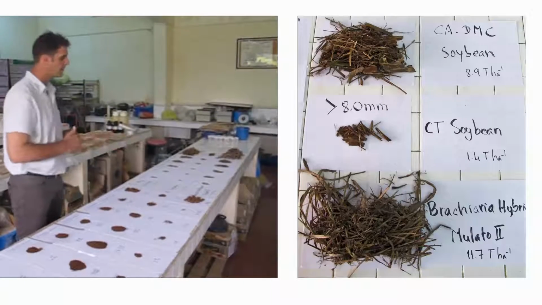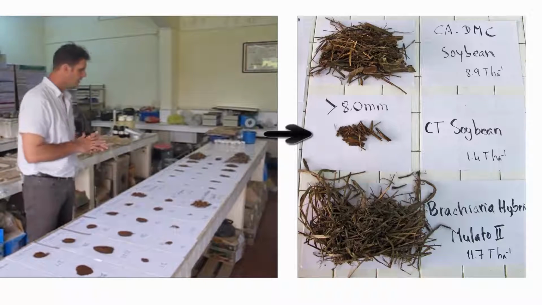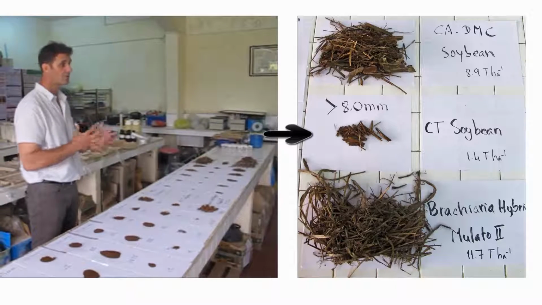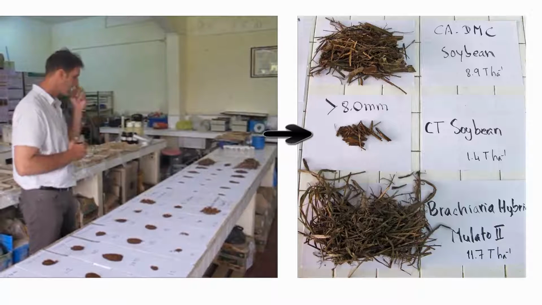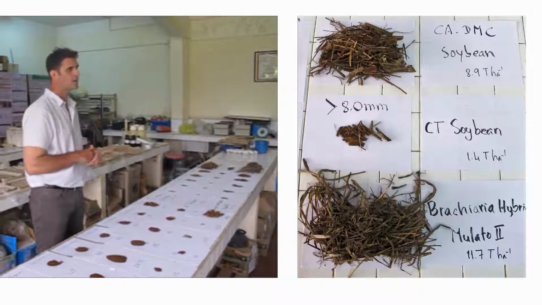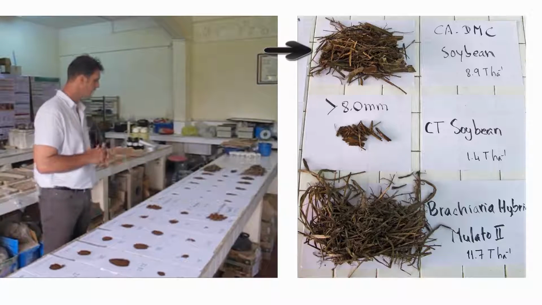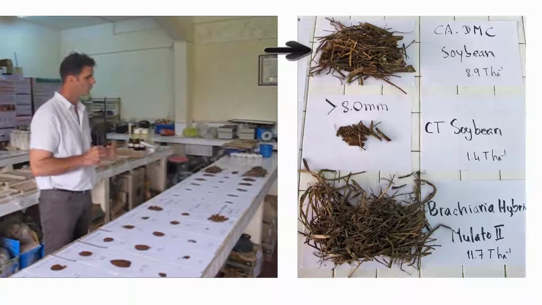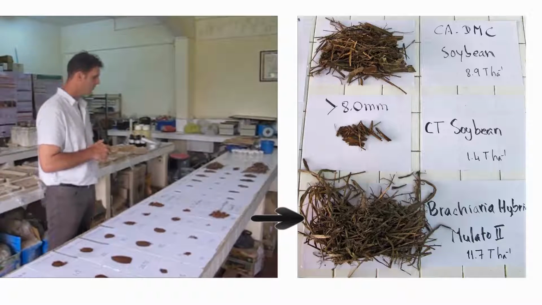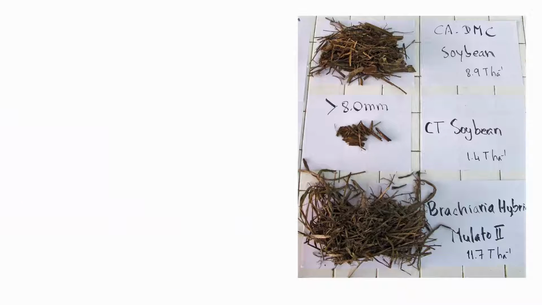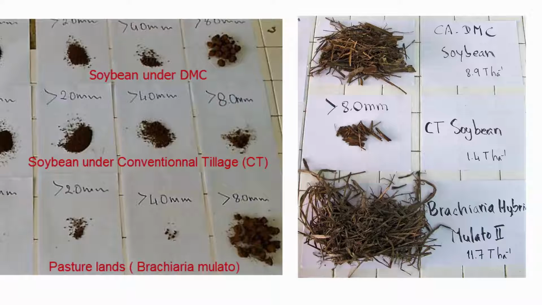Obviously we have a very contrasted difference in terms of biomass on the topsoil between the two cropping systems and the pasture land. The monocropping of soybean has a very small quantity of residue on the topsoil, less than 2 tons per hectare of dry matter. We have almost 9 tons of above ground biomass residue on the topsoil for the CA-DMC system, and for the pasture land around 12 tons of residue. So the quantity and the quality obviously will have a strong impact on the soil physical property.